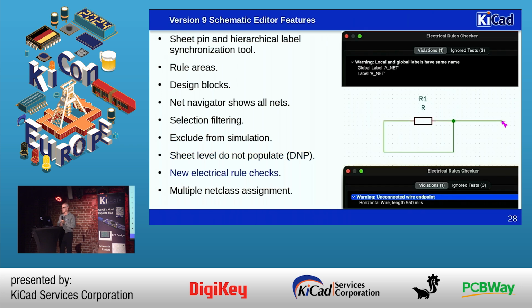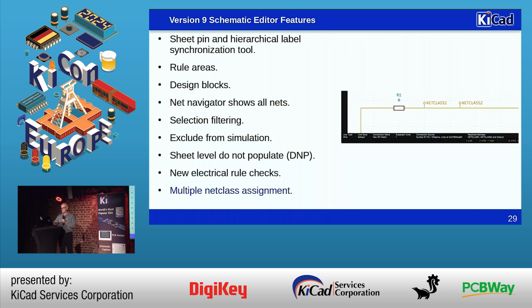There's some new electrical rule checks. We didn't have one for identical names of local and global labels, so that's new. There's also an unconnected wire endpoint check. We used to have unconnected pins, but not wire endpoints, so those are new electrical rule checks that are going to be in 9.